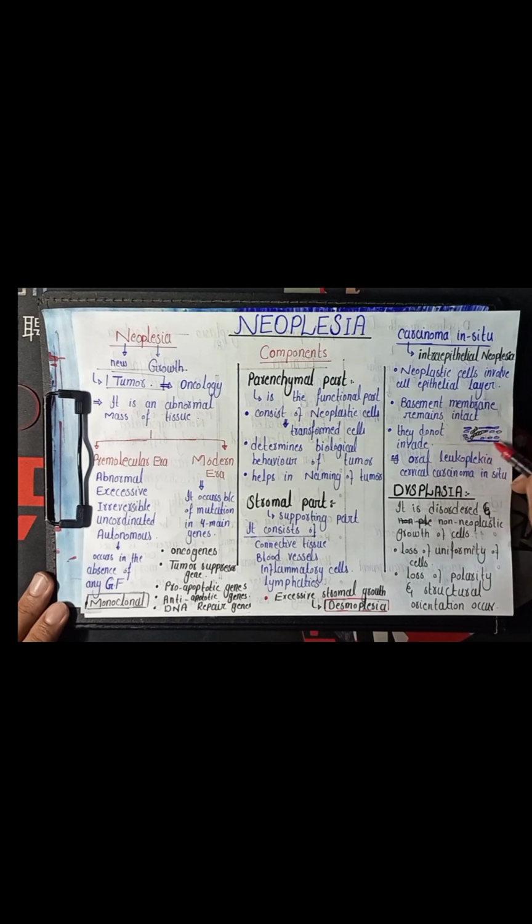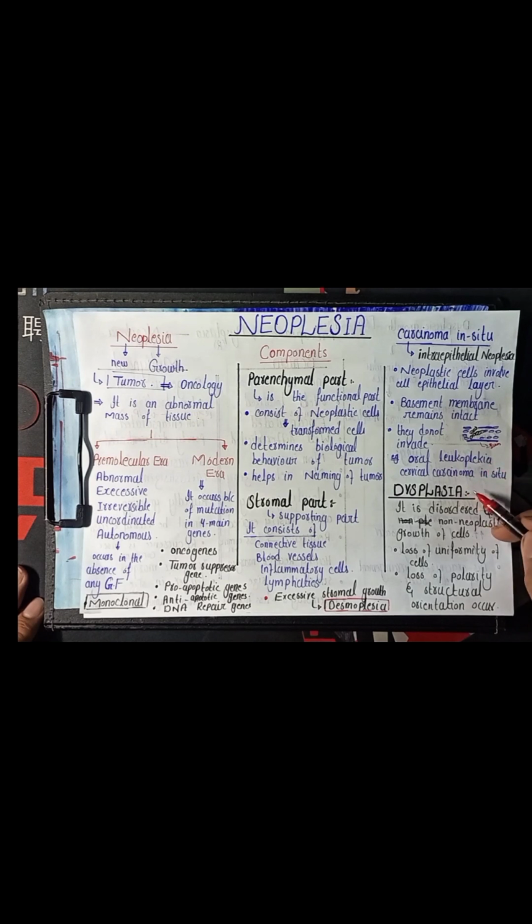Let's suppose these are the epithelial cells and this is the basement membrane. If neoplastic growth occurs and these neoplastic cells involve all the epithelial layers but do not invade the basement membrane, then it is known as carcinoma in situ or intraepithelial neoplasia. The examples include cervical carcinoma in situ or oral leukoplakia.